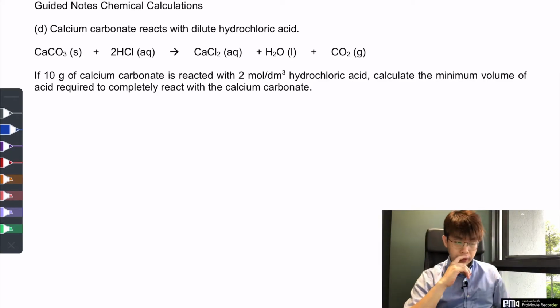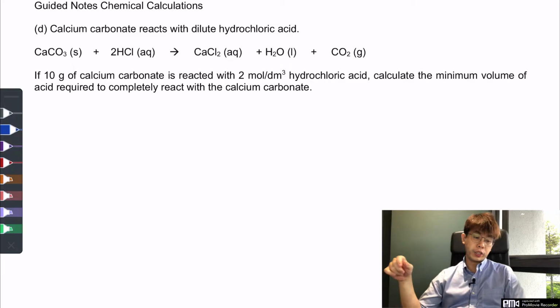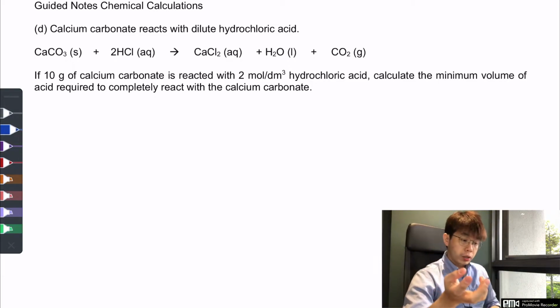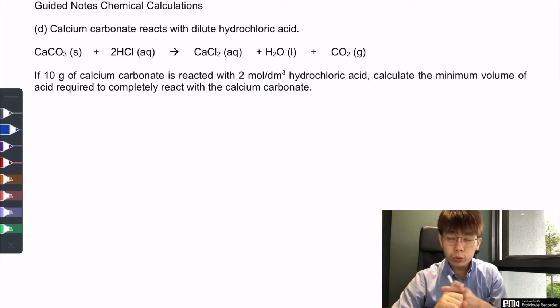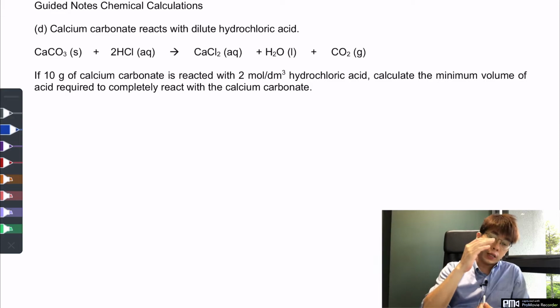Hello everyone, today I'll be going through the calcium carbonate with hydrochloric acid reaction. In this reaction it's slightly different because it's not the reaction between two solutions. It's actually the reaction between a solid and a solution.